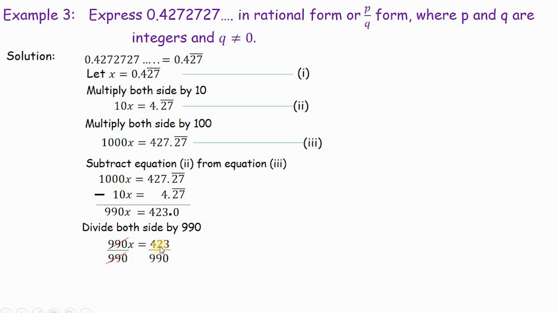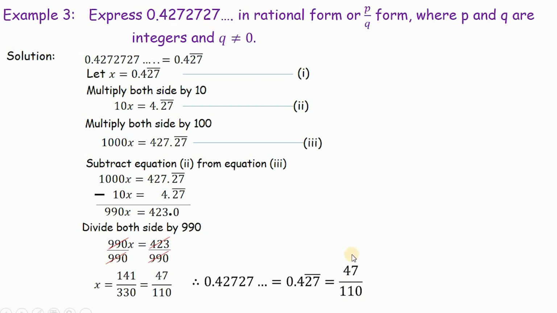And here also you can cancel the numerator and denominator by 3, since 3 is a common factor in both the cases. So you'll get x is equal to 141 by 330. Again you can divide numerator and denominator by 3. You'll get 47 by 110. Therefore 0.427 bar is equal to 47 by 110. Now this is our required answer. Hope you have understood.